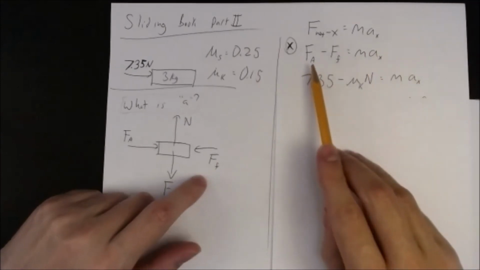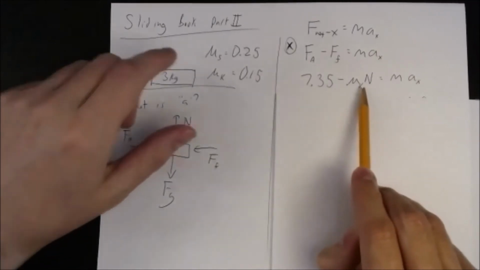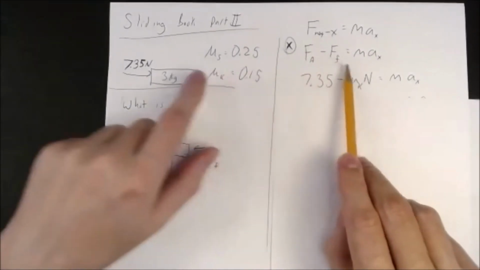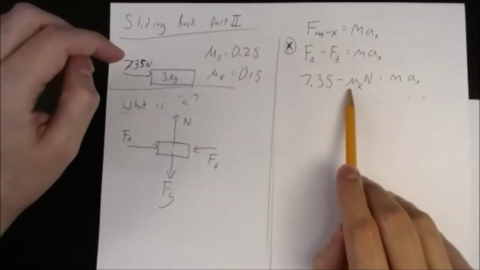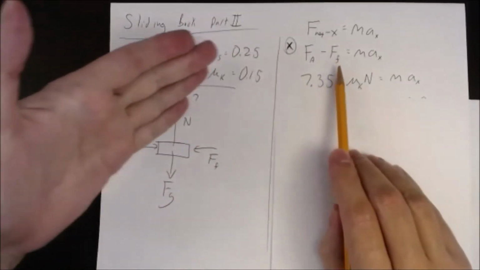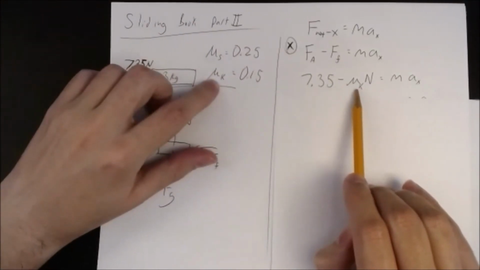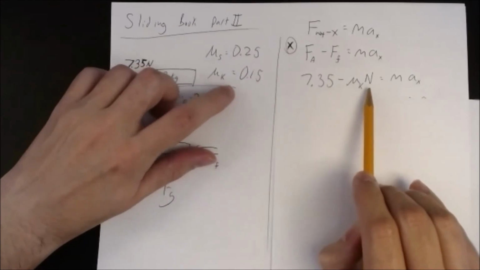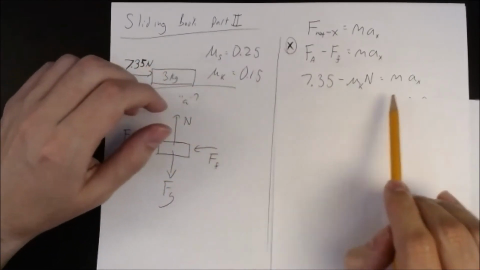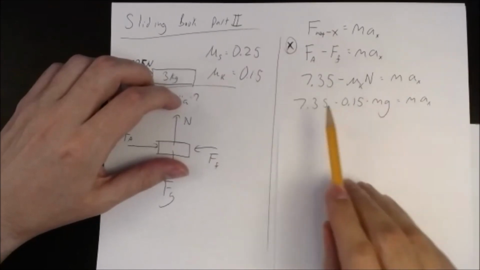We can fill in what we know. We know that the force applied is 7.35 newtons. We know that the force of friction is going to be equal to mu times n. And so this is kinetic friction because this thing is now moving. So we need the coefficient of kinetic friction times the normal force. That's equal to ma. Keep plugging in what we know.